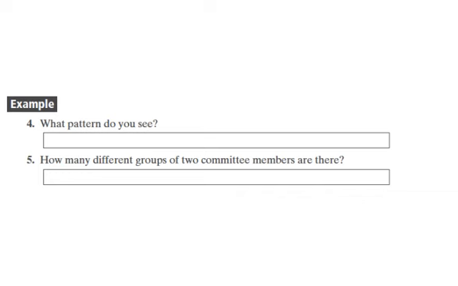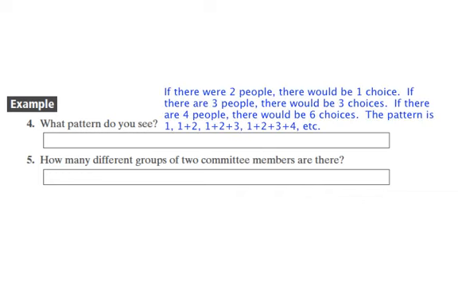What pattern do you see? Well, if there were 2 people, there would be 1 choice. If there are 3 people, there would be 3 choices. If there are 4 people, there would be 6 choices. The pattern is 1, then 1 plus 2, then 1 plus 2 plus 3, and finally 1 plus 2 plus 3 plus 4.